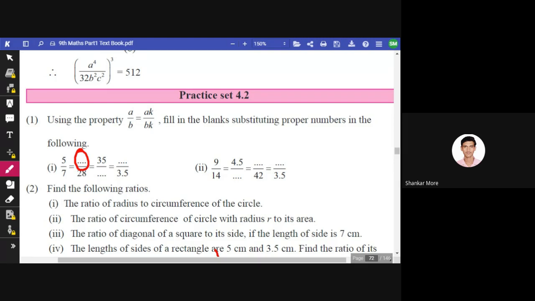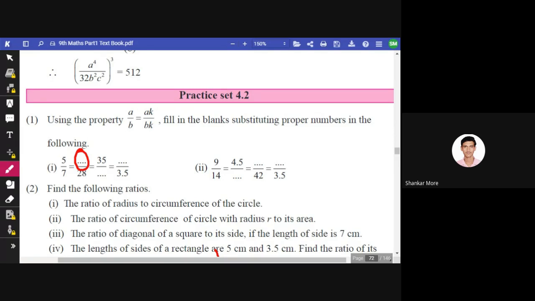Now 20 by 28 is done. Now 35 divided by what will come? First of all we have to understand how 35 came. We multiplied 5 by 7, so 5 multiplied by 7 is 35, that's why our k is 7 here. Very good, Kadambari. So it would be 7 multiplied by 7, 49. All right, very good. Now for the last one.